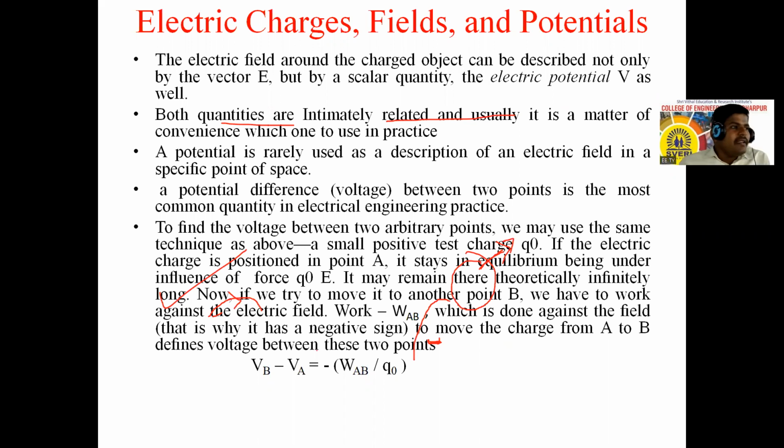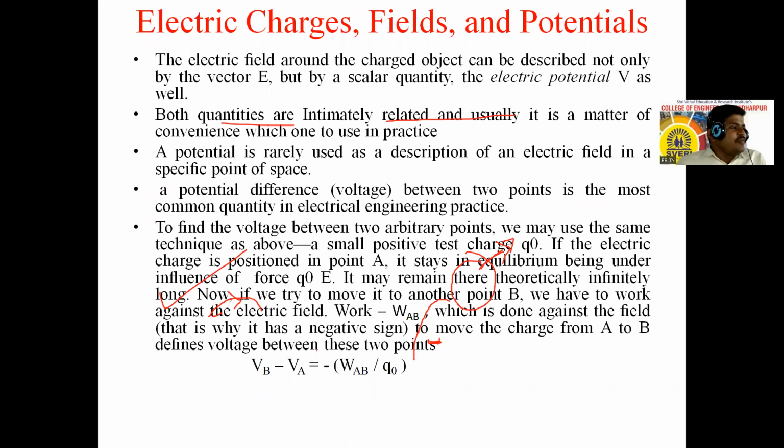So minus WAB, that means minus the work done required, divided by charge, is nothing but the potential difference we are representing as VBA. We can also represent VB minus VA as VBA, right? VB having a high potential minus VA having a low potential.